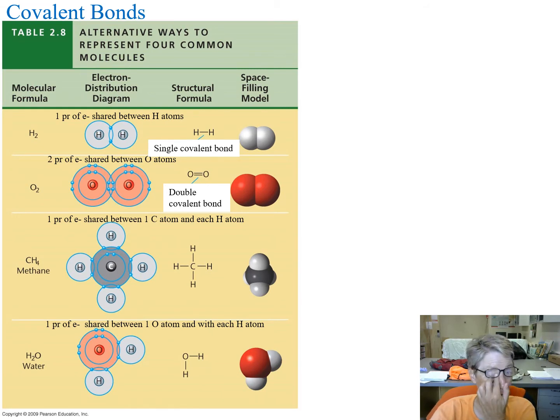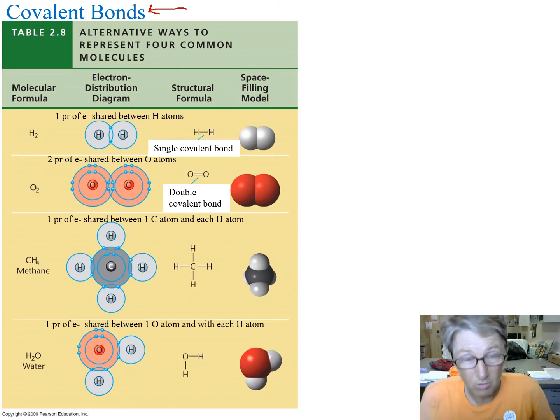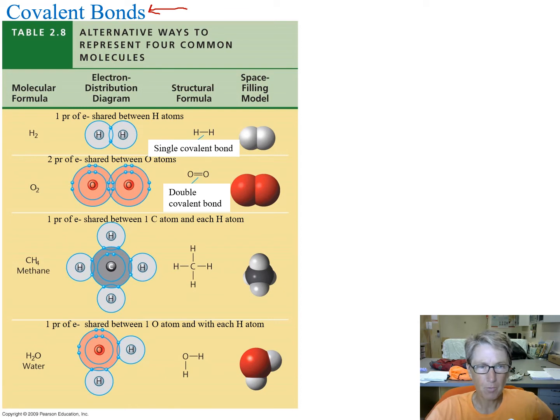The second bond we want to talk about is a covalent bond. Covalent bonds are really, really important in anatomy and physiology because they're everywhere. So you have to really be big on covalent bonds. And this is a table from your book, Alternative Ways to Represent Four Common Molecules. The four common molecules are molecular hydrogen, molecular oxygen, methane, that's gas, and then water. Those are four common molecules that we deal with all the time on this earth.